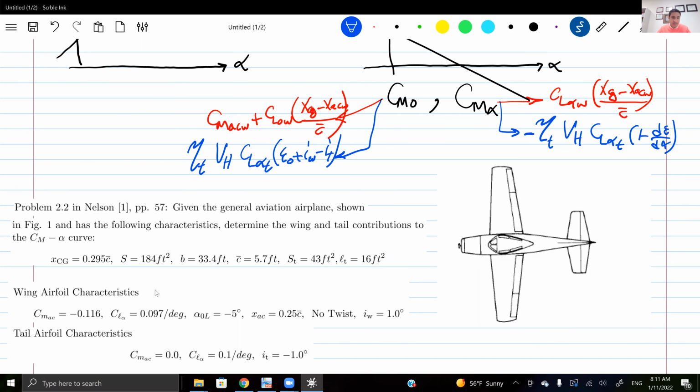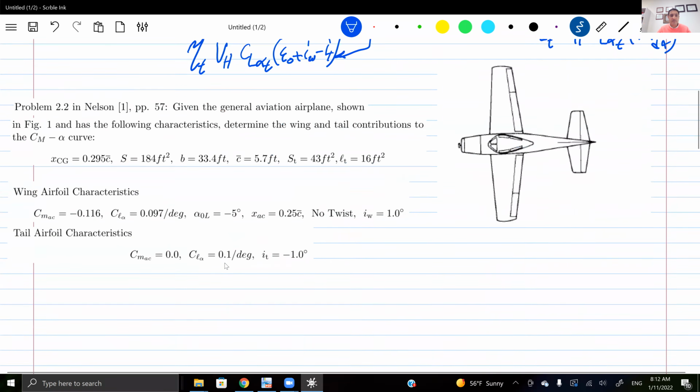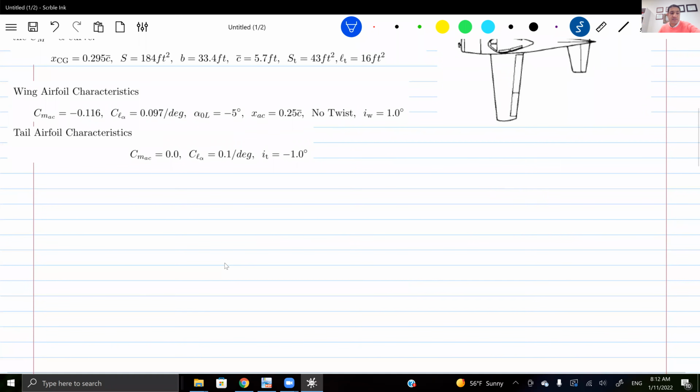Here's the CG, and X aerodynamic center wing is quarter chord. And even if it's not given, I already know that it's quarter chord. I'm gonna always assume it to be quarter chord if it's not given. So actually, in this red line, everything is directly given. I'm done. I'm gonna do it in a second. But CL naught wing is not given. How can I get CL naught for any section, for any wing, for any surface, whether it's wing or tail?